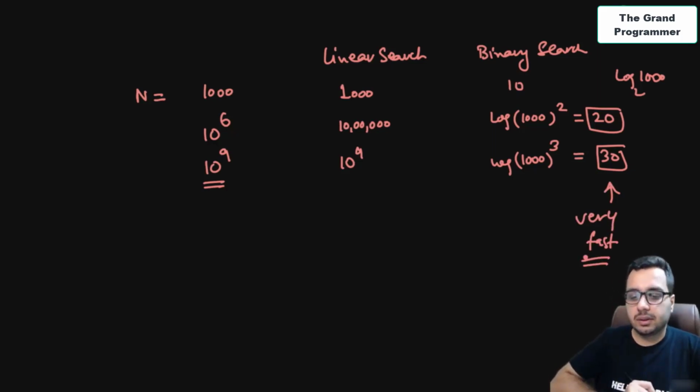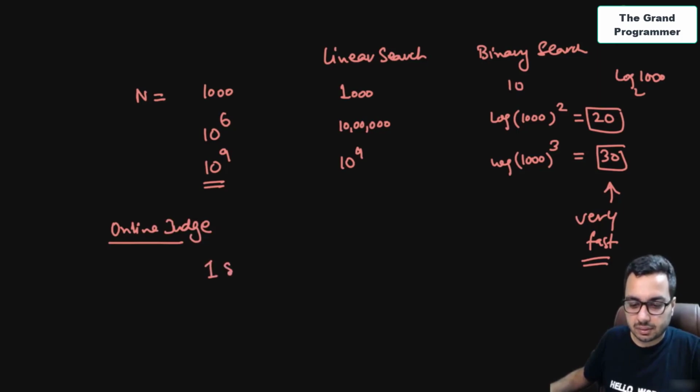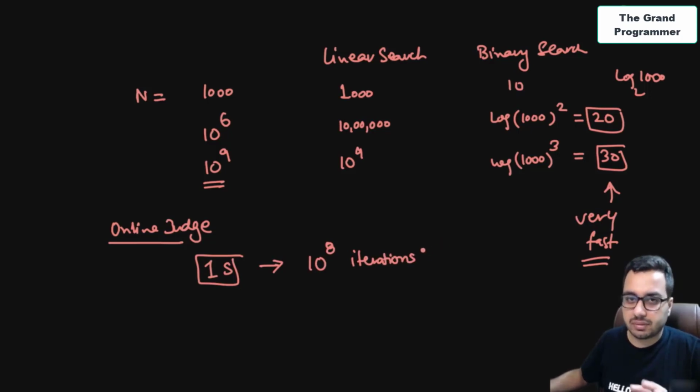And another thing I can tell you is when you talk about an online judge, okay, in an online judge you roughly have a time limit of 1 second, okay? 1 second means your program can run up to 10 power 8 iterations, or this many instructions can be executed roughly, okay, depending upon the processor. So for most online judges, this much processing power is available.